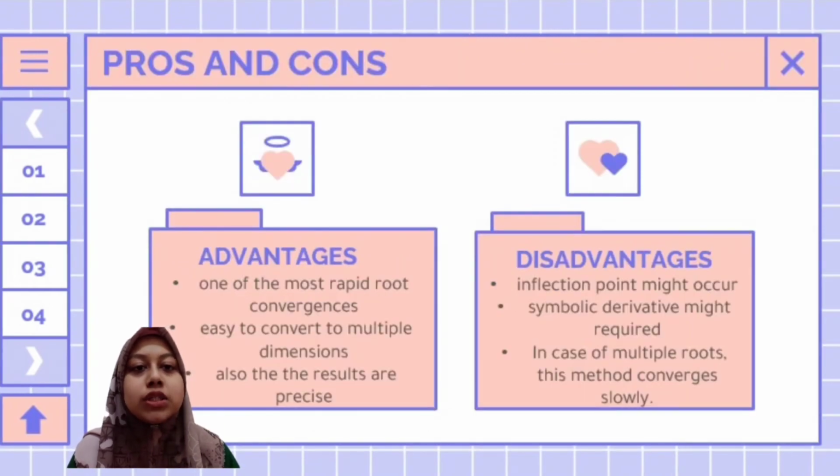The advantage of this method is that it is one of the most rapid root convergence methods. It is also easy to convert to multiple dimensions, and the results are also accurate. There are also some disadvantages of using this method, such as this method converges slowly if there are a lot of multiple roots. Symbolic derivative might be required, and also inflection point might happen.